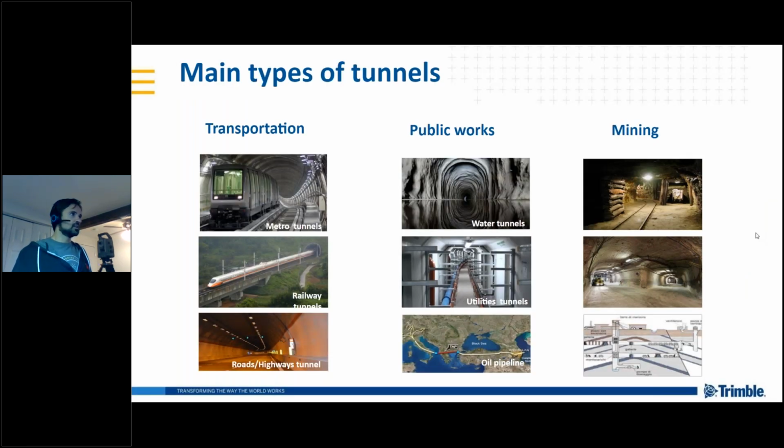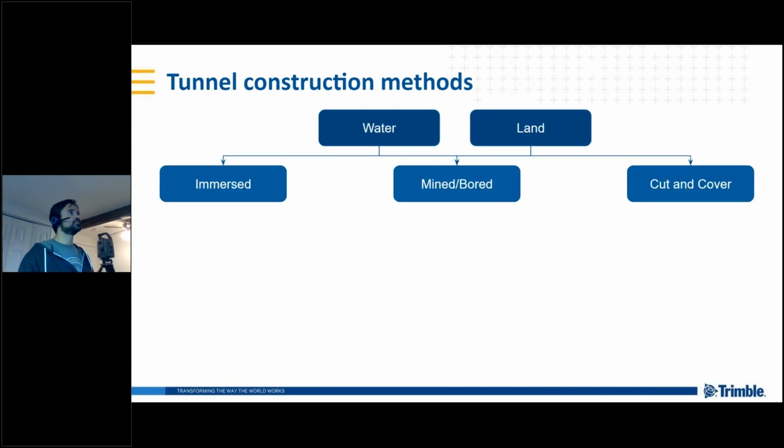So why do we build tunnels? Well, there's really three categories of tunnels: transportation, public works, and mining. In transportation, this is all about moving people by road or by rail or metro. In public works, this is more about moving resources. How do we get things like water, wastewater, utilities, oil? How do we move those things around? And then in mining, it's all about resource extraction and moving that material in an efficient way. They all have their different types of challenges and needs, both from the construction, design, as well as survey perspective.